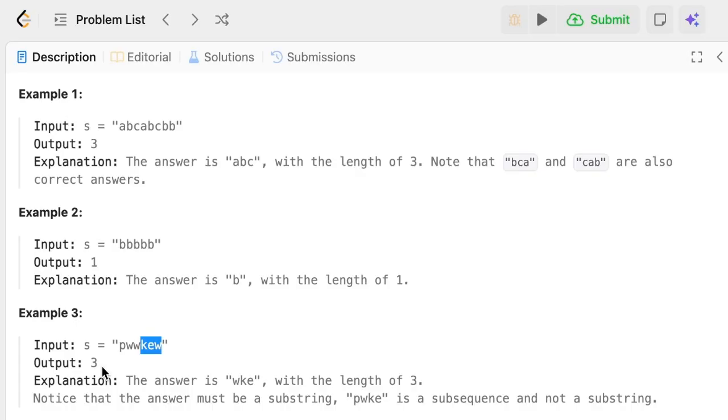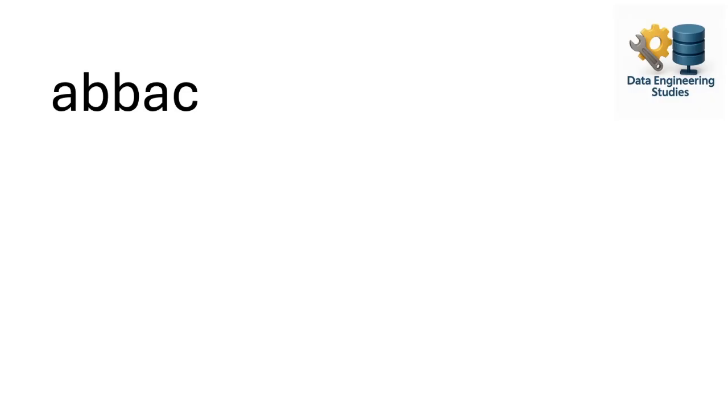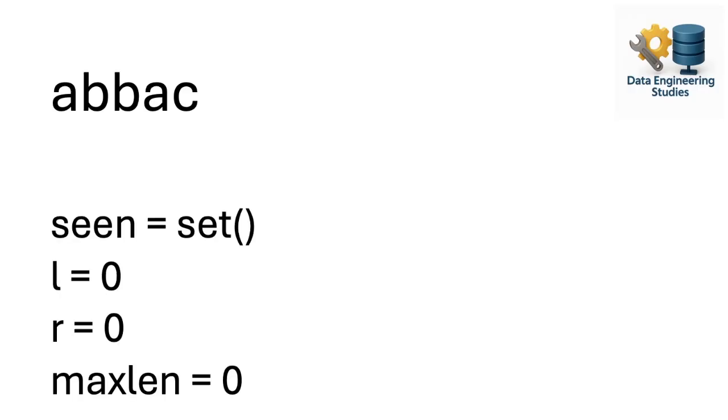I hope the question is clear. Now let's get into the approach. Let's take an example of the string ABBAC. We will initialize 4 variables. Seen, which is of type set. We are declaring it as a set so that there won't be any duplicates. Next, our left pointer initialized to 0 and our right pointer initialized to 0 and the max length initialized to 0. So our left pointer and our right pointer is in index position 0.